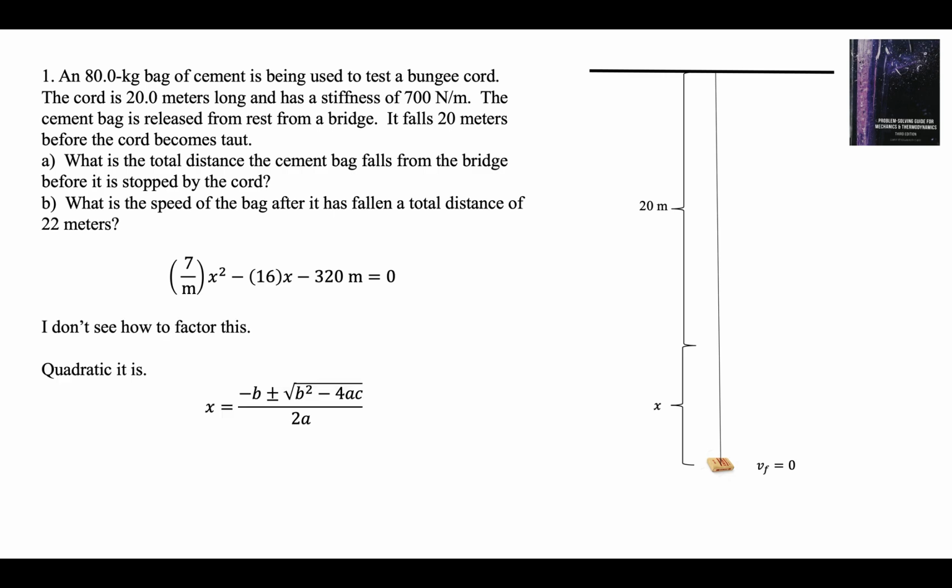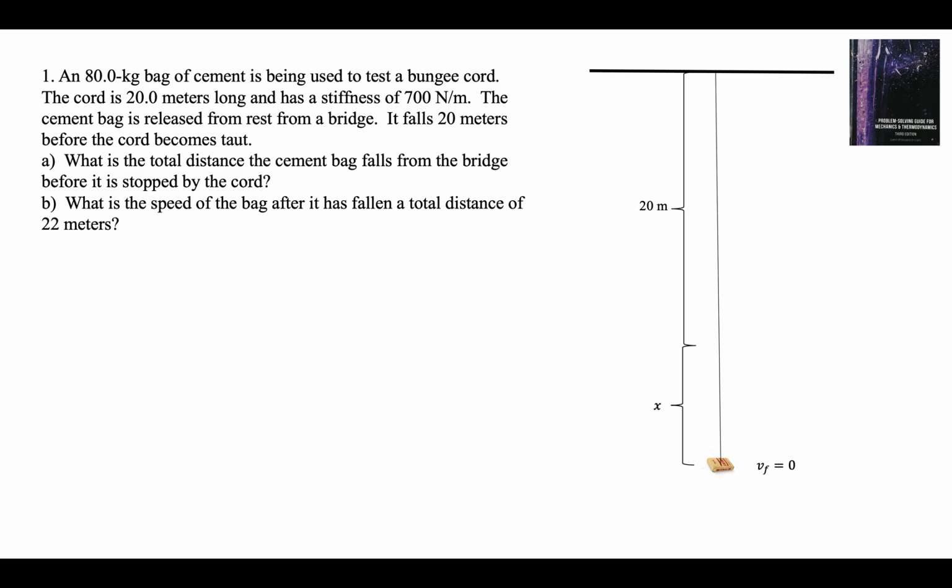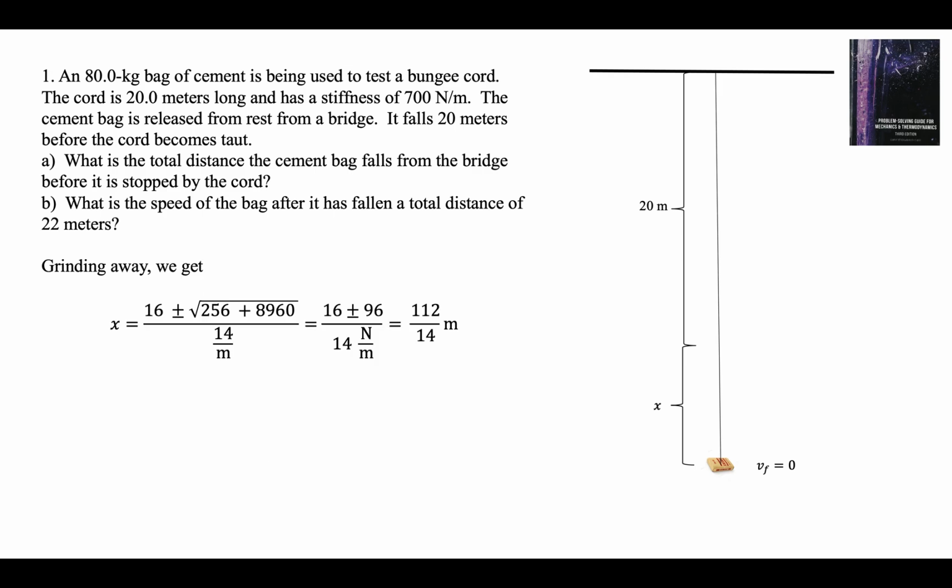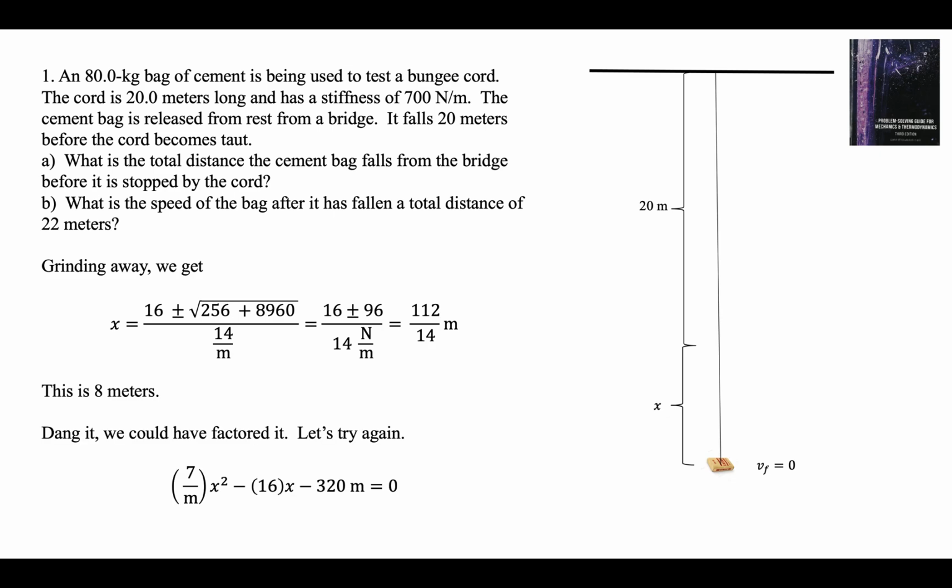Let's do a quadratic. Negative b plus or minus the square root of b squared minus 4ac all over 2a. Got that memorized, don't you? You don't have to. So just plug it all in, grind away. We get 112 over 14 meters. That's 8. And if it comes out nice, it means we could have factored it. We could have factored that thing. Let's try it again. There it is.